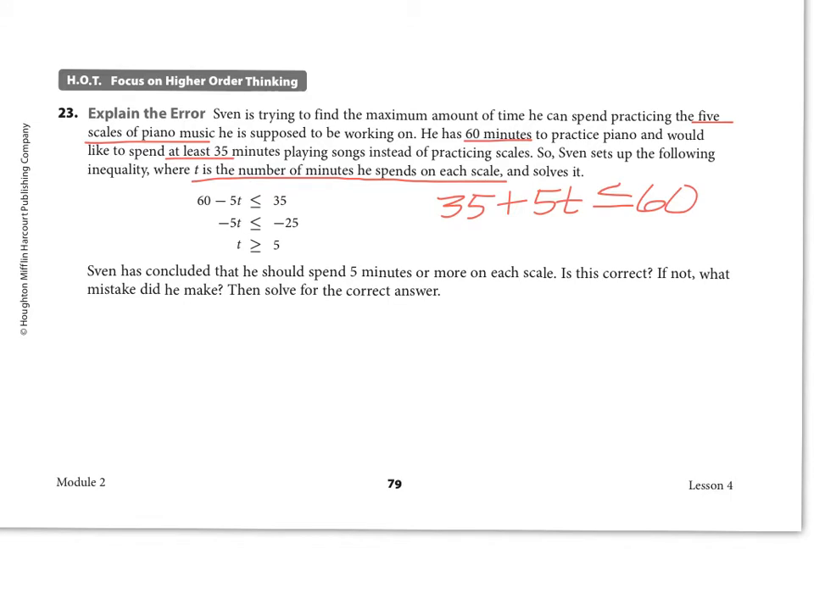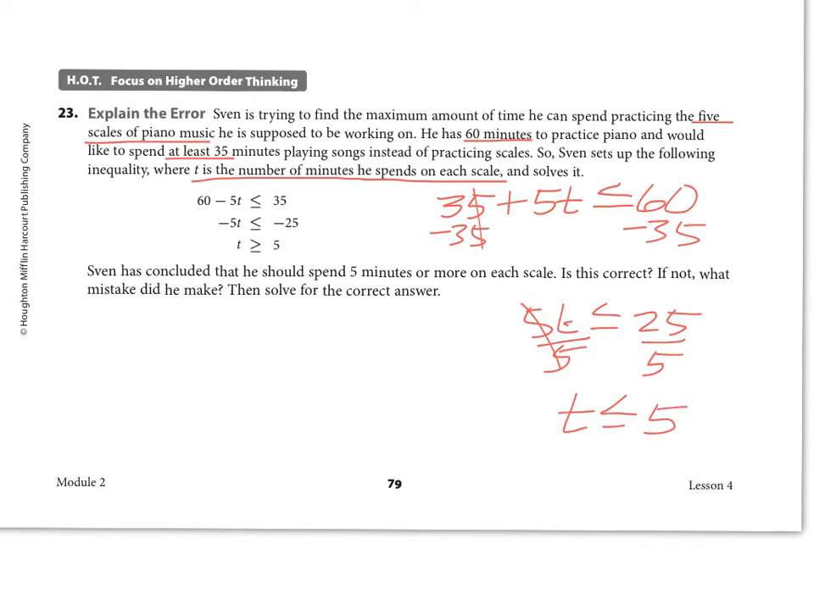Well, if we solve it like this, subtract 35, then I'm going to come below here. 5T is less than or equal to 25. Then we divide both sides by 5. And we get T is less than or equal to 5. So what that means is he really should be spending 5 minutes or less on each scale in order to stay within the time frame.